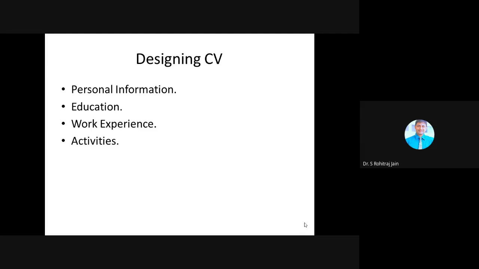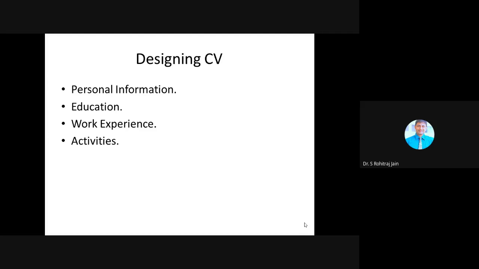So even when it comes to designing a CV, there are a few things we have to remember. The first is the personal information, then education, then work experience, and activities. So what is this personal information? The personal information section includes the name, age, and the contact information, as well as a permanent address, which contains the applicant's telephone number with area code, fax number, and email address.